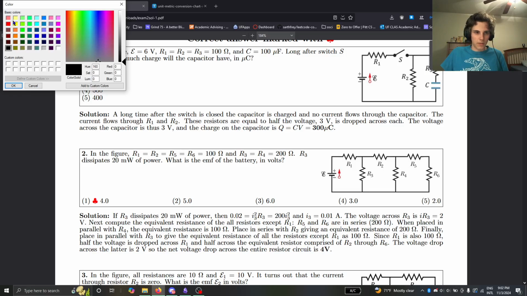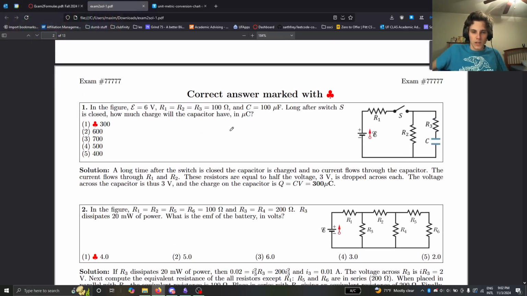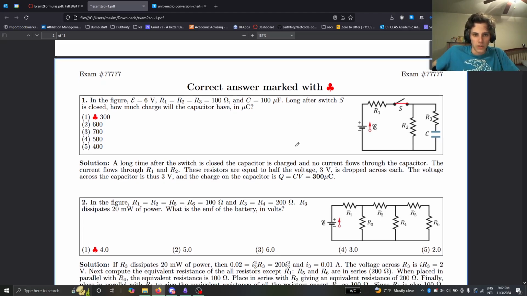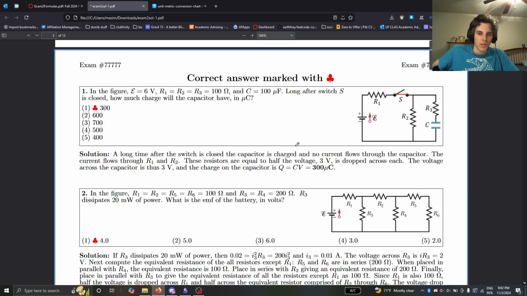Okay, let me grab my red marker here. All right, immediately starting off with a tricky question. Long after the switch is closed, how much charge will the capacitor have? You have a capacitor, right? Once it starts getting power, it will gradually store charge until there are no more amps, no more current running through the wire. So we know there's no actual current running through this portion of the circuit long after the switch is closed.